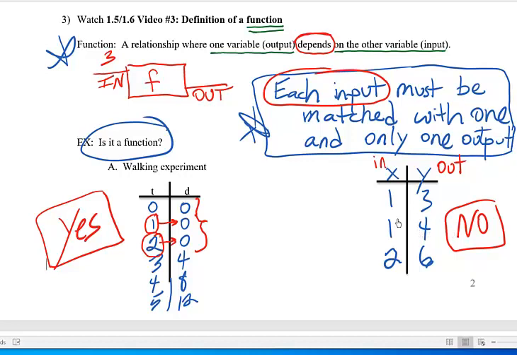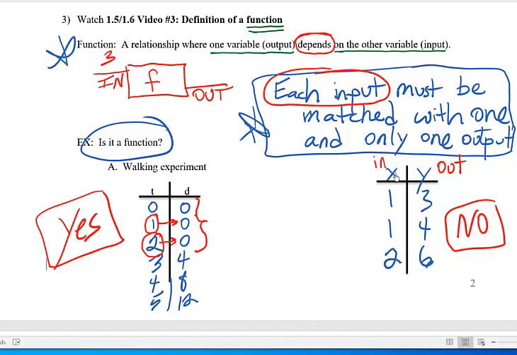I think a lot of times the way people remember this is by simply remembering that repeat numbers in the input column, that's what causes the problem. Repeat outputs, that's okay, but repeat inputs violate this definition.